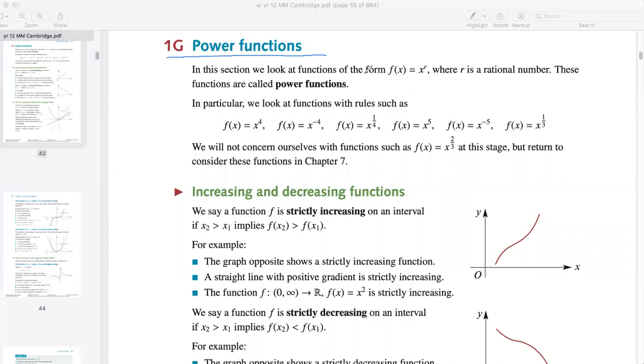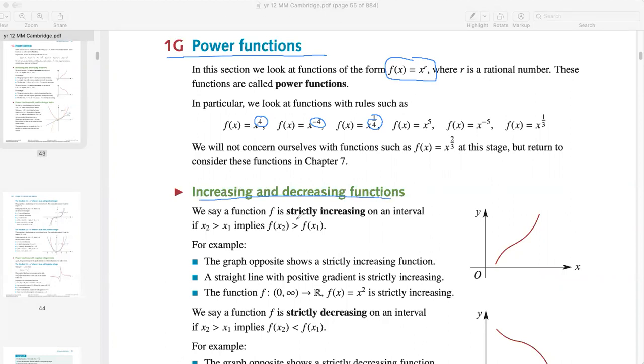And for our power functions, it's pretty straightforward, because if it looks like this way, f(x) equals x to the power of r, it's a power function. But before we continue to do more of these with really big or small powers, let's look at increasing and decreasing functions first.